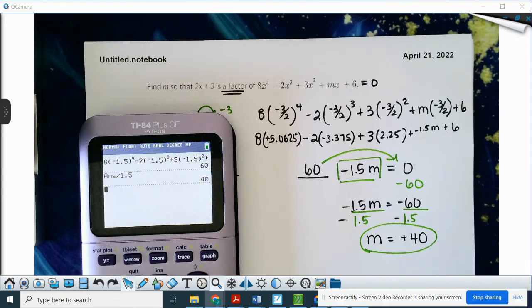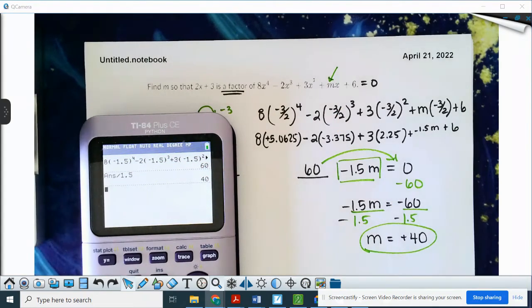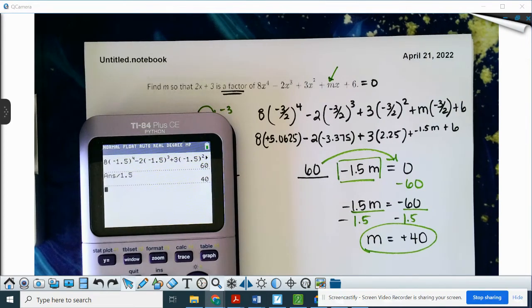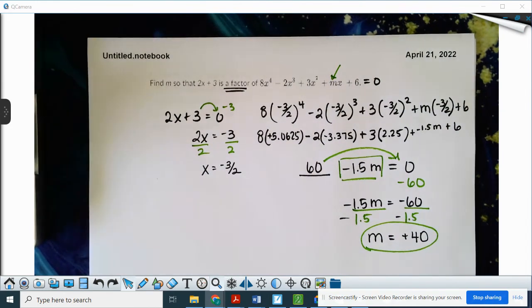This one, the difference is that it is attached to an x value. It's not the last term in the polynomial. And you just have to stay the course. Remainder theorem should be something that's fairly easy, though. But you can't really go graph it and answer this question.